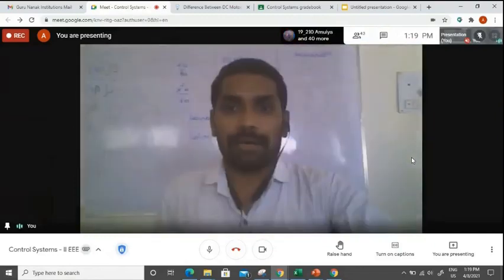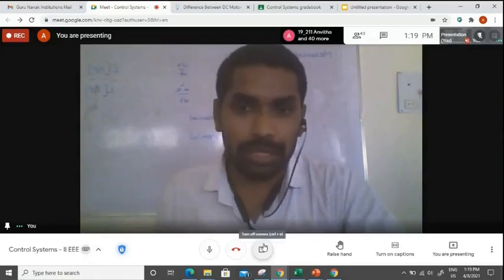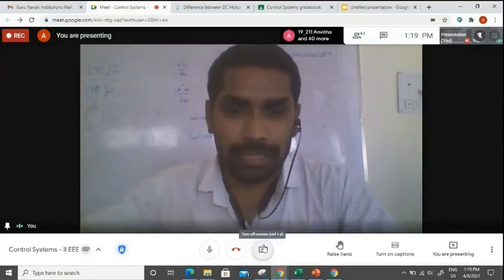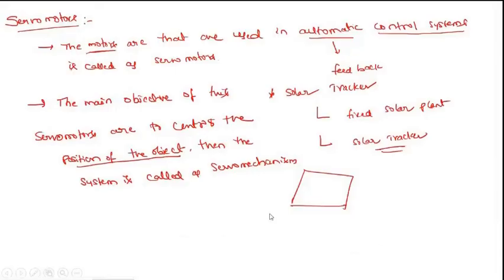That is the main example and main real-time application of the servo motors. Then next we'll move to the slides. That's why here I have written that servo motors control the position of the object, which means it is moving from one place to another place. Nothing but the position can be changed is called the servo mechanism.